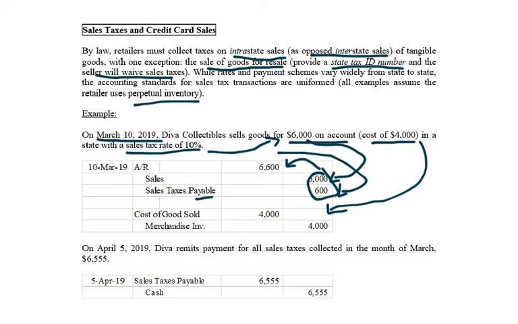As I said, so often what's going to happen is you're going to have to remit payment to the states in question that you're collecting sales taxes for. So let's say Diva remits payment for all sales taxes collected in the month of March, $6,555. So this is the entry they would have to make on that date. They would make sales taxes payable, debit, cash, credit for that amount.